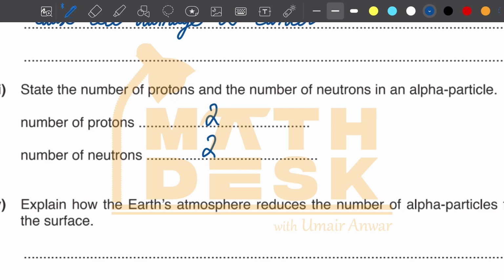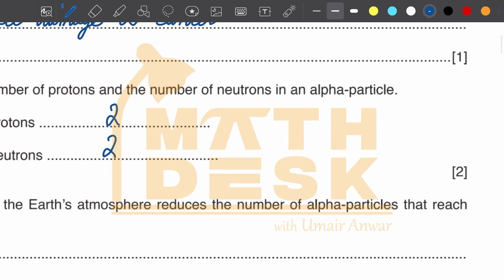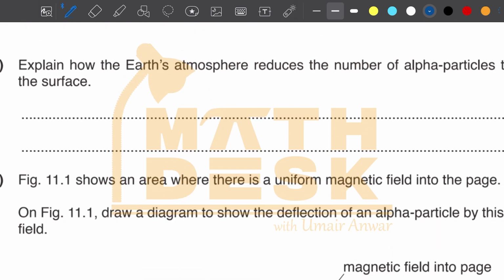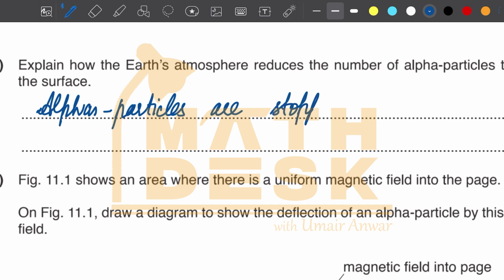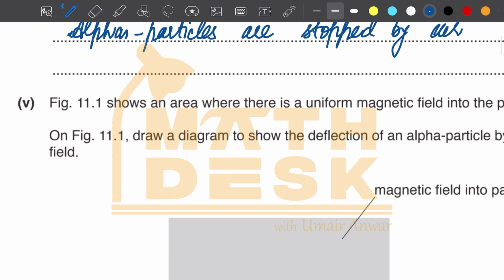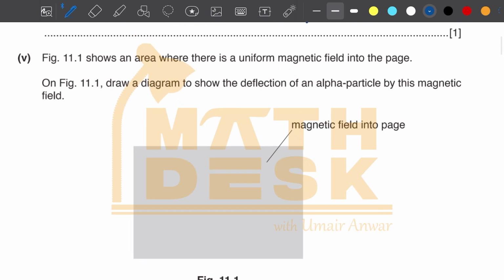The next part says explain how the Earth's atmosphere reduces the number of alpha particles that reach the Earth's surface. So basically the alpha particles are stopped by the air or atmosphere of the Earth, and they are also scattered by the air, and they slow down because they are causing ionization in the molecules of the air.